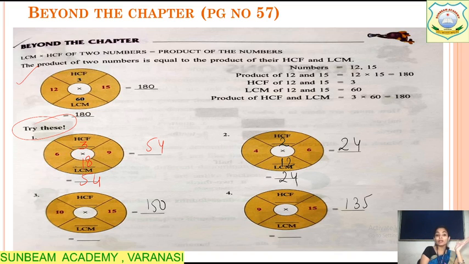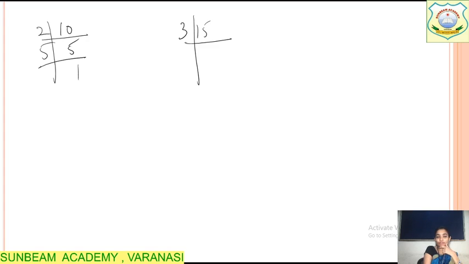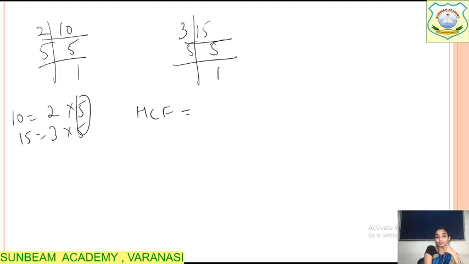Now let's find out the HCF and LCM of 10 and 15. ठीक है, कैसे करेंगे? Same method. 10 and 15. 2 5s are 10 and 5 1s are. 3 5s are 15 and 5 1s are. So 2 multiplied by 5 and 3 multiplied by 5. We got this. ये मिल गया. What is common? 5. तो HCF क्या हो गया? 5. LCM क्या होगा? 2 multiplied by 3 multiplied by 5. So 2 3s are 6, 6 5s are, that is 30.